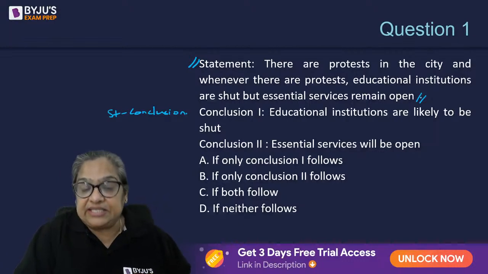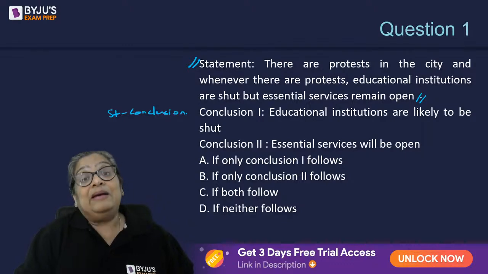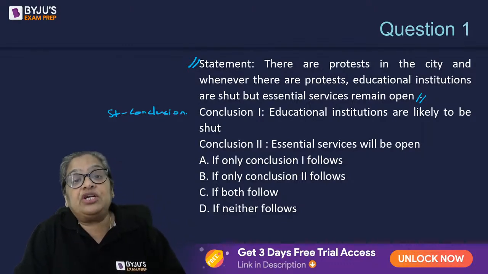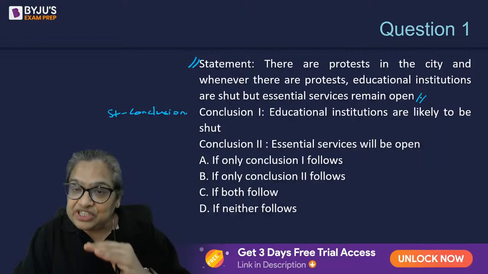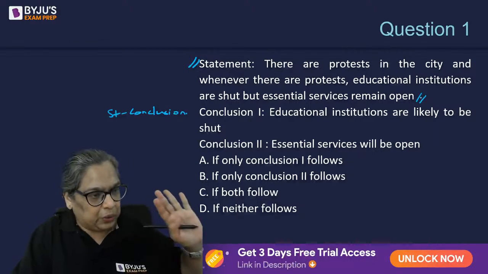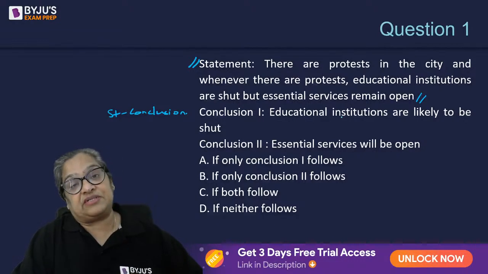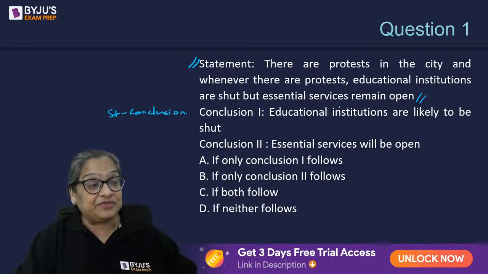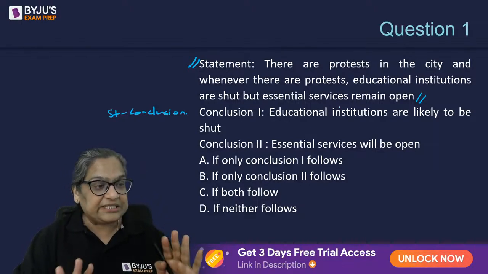There are protests in the city, and whenever there are protests, educational institutions are shut and essential services remain open. Whenever any kind of violence, protest, demonstrations happen, we don't want the students and the teachers to be at any risk. So what is the general trend? Schools, colleges, educational institutions generally are shut. But essential services, hospitals, things which are important for us, remain open. All right, so these are the facts given to us.